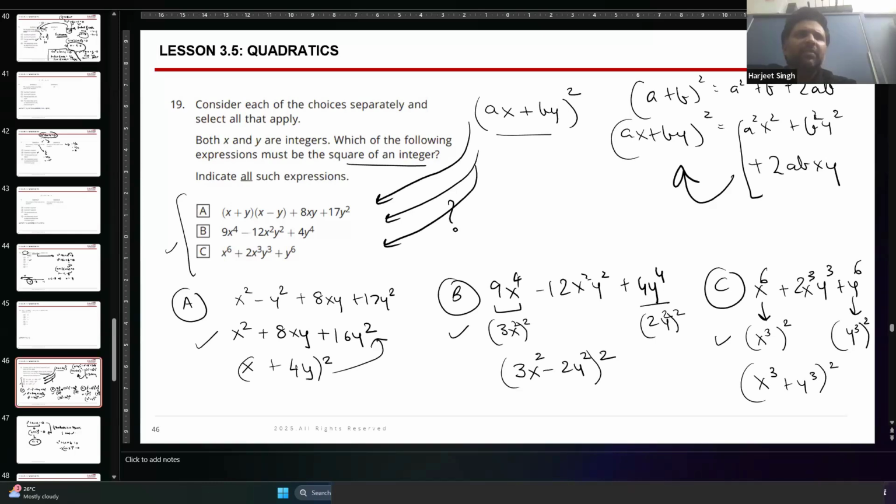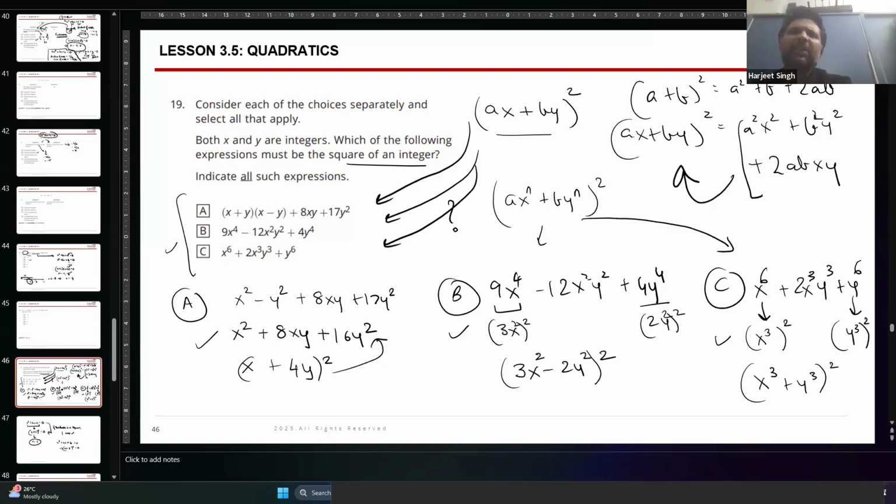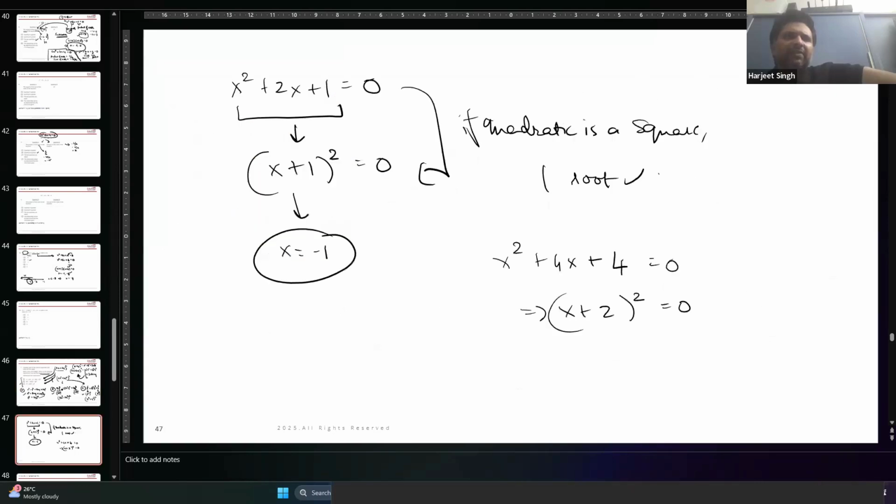Right. So for such kinds of questions, whether the expressions are squares of integers, you need to evaluate if you can collapse the equation into a square term, like (ax plus by) square. And I can in fact generalize this. I can write (ax raised to n plus by raised to n) square. So for instance, these two variants, B and C, are of this nature. All right. So this is what we have.